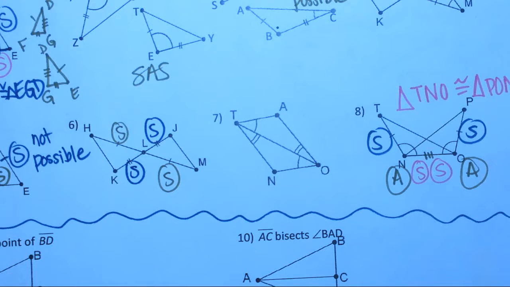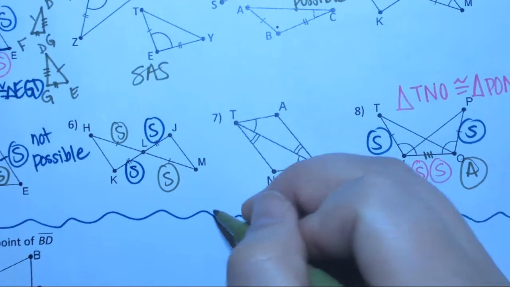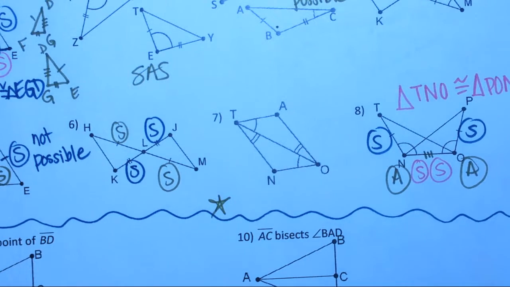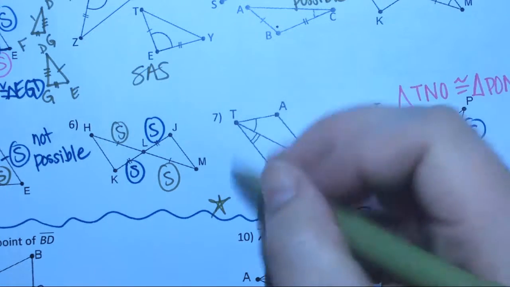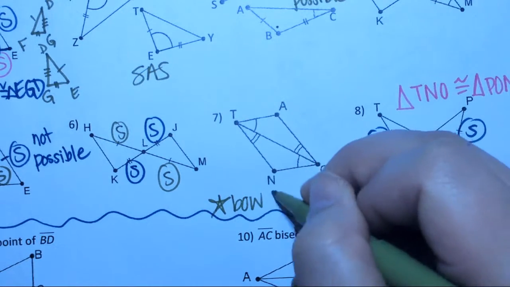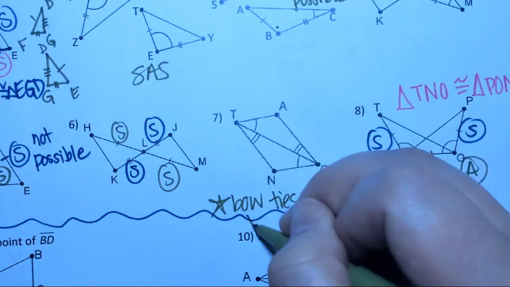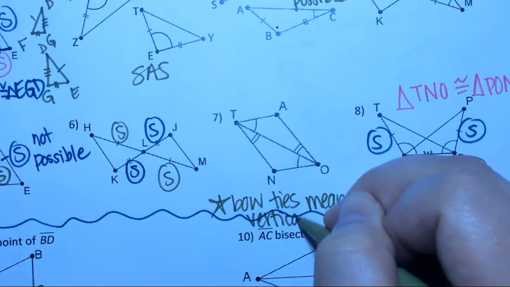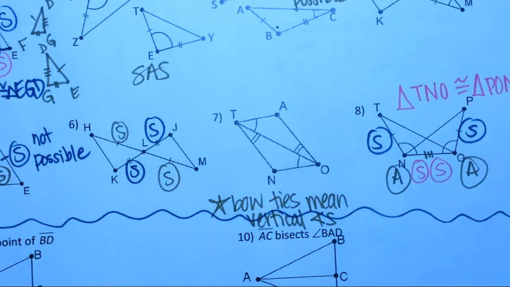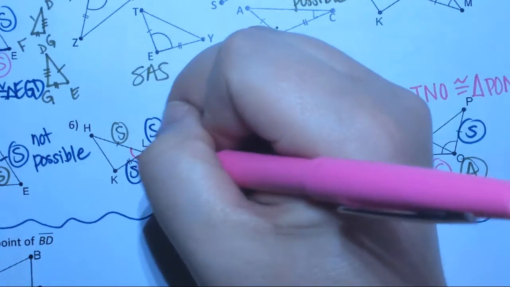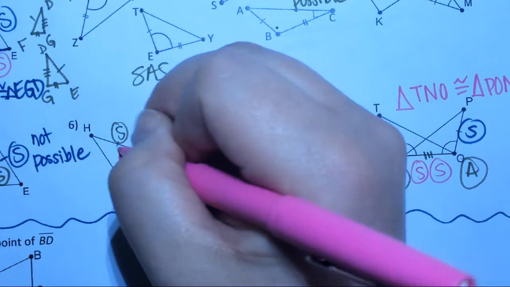And this is what I would write on my paper, because this is the thing of the day, really. Anytime you see a bow tie, bow ties mean vertical angles. Tell me about vertical angles. They're always congruent. So anytime you see a bow tie, that's their way of telling you to add markings to those vertical angles. There's that A.